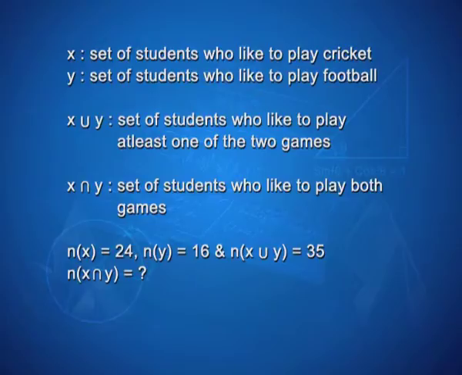Here, using the formula n(X union Y) is equal to n(X) plus n(Y) minus n(X intersection Y). Placing the given values in this formula, we can easily find the value of number of elements in X intersection Y. So I think you can do this on your own.